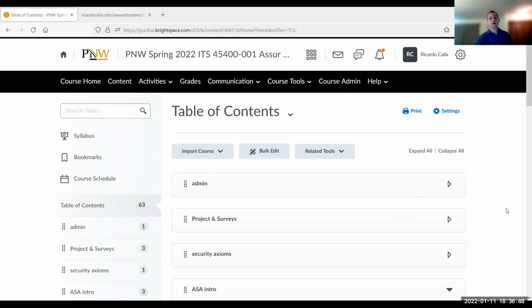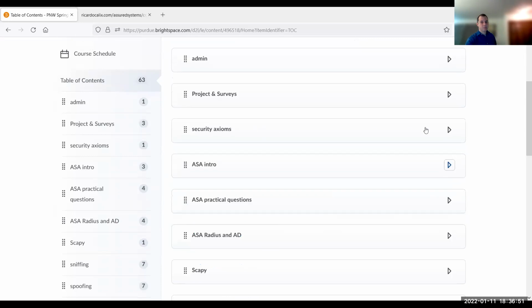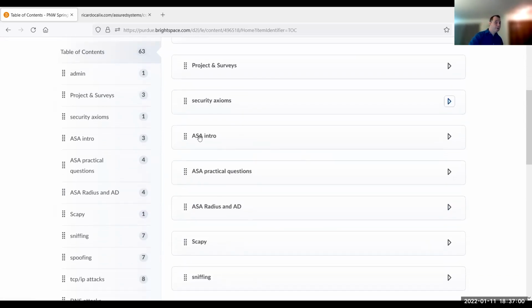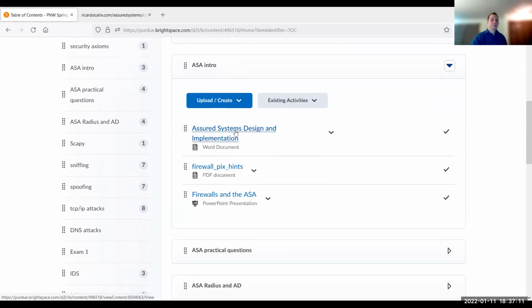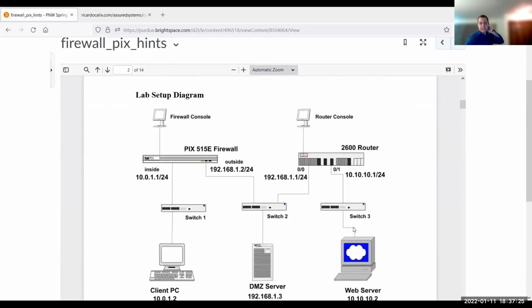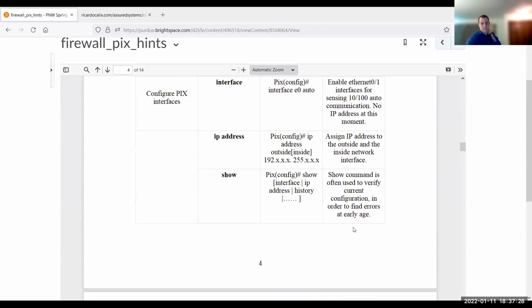All right, so as I said, today, towards the end of class, I'll go over these. These are just very basic slides. But everything under the heading ASA, so ASA intro, practical questions, and RADIUS and AD, relates to building that physical network. Okay, so you can see that there's the document here on the diagram I just showed. There's also some documents here of, basically, this is not a tutorial, but a guideline on how to do the configuration of it.